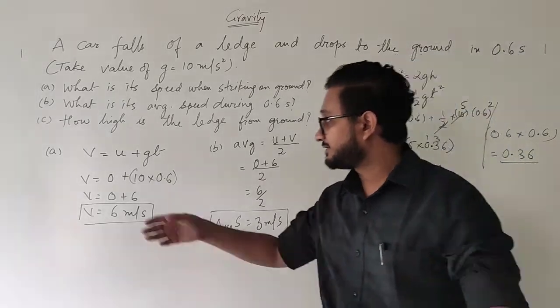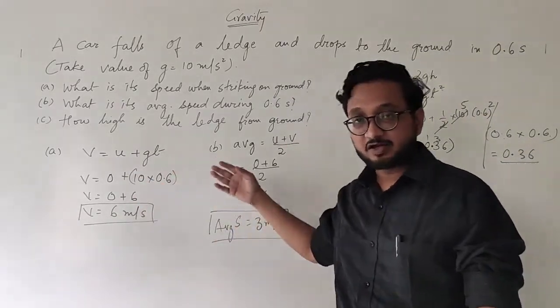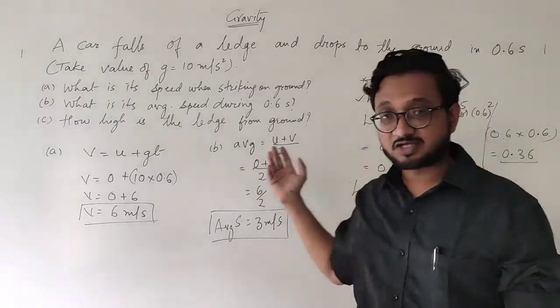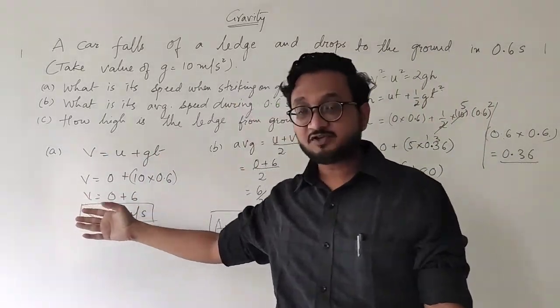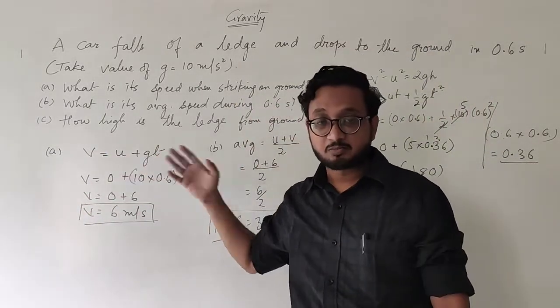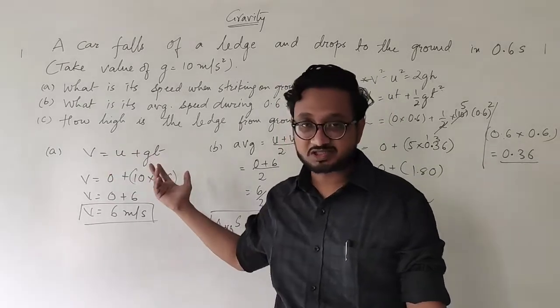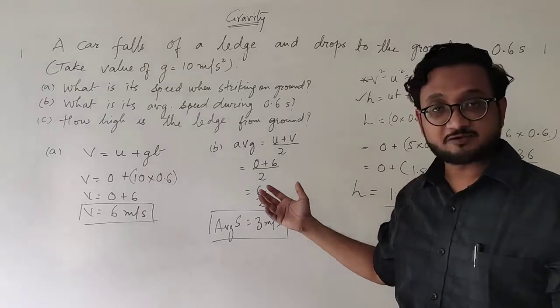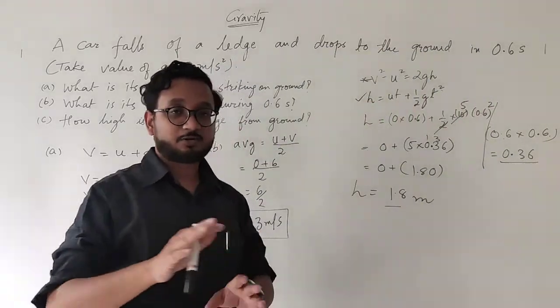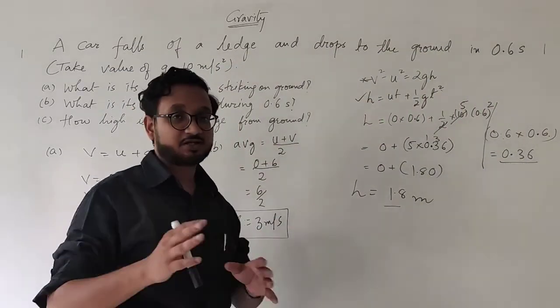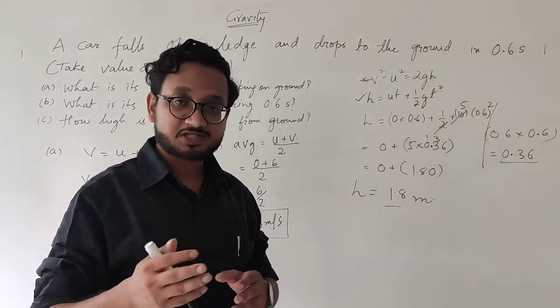You are supposed to find the final velocity, then average velocity, then the height of the ledge. For finding the final velocity, we use v is equal to u plus gt, a modified version of the first equation, u plus at. Instead of that, we are using u plus gt. Second one, average speed. In this average speed, there are no changes because the average speed does not relate to the free falling, so no need to change the equation.